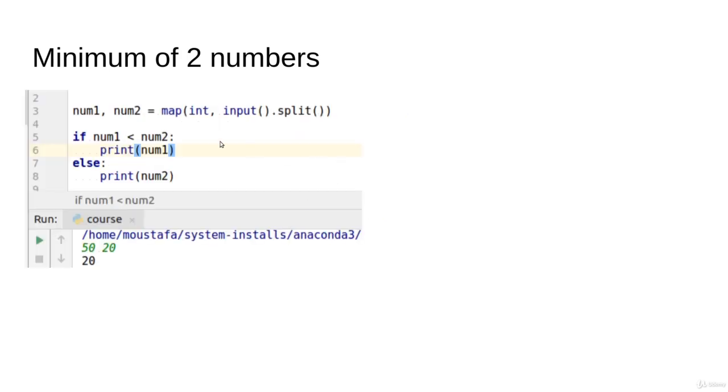Here we are going to read that couple of numbers. This is a very straightforward program. If number 1 is less than number 2, we print number 1. Otherwise, we print number 2.